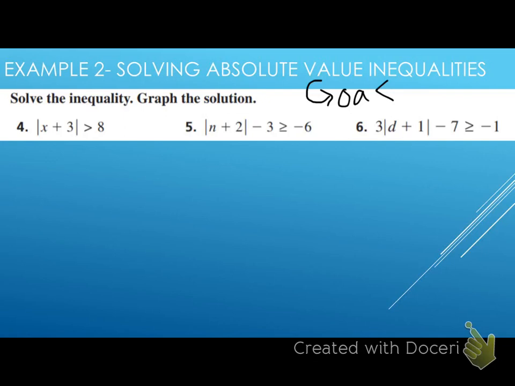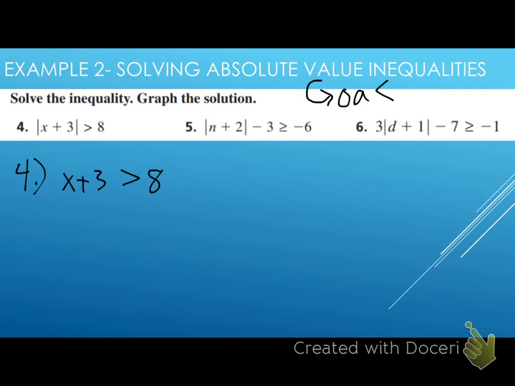Number 4, is the absolute value completely by itself? Yes, it is. Is my C value greater than 0? Yes, it is. That means I can set up my 2 inequalities to create my 1 compound inequality. What's the first one going to be? X plus 3 is greater than 8. Exactly the same without the absolute value bars. Just drop the bars, you got your first inequality.